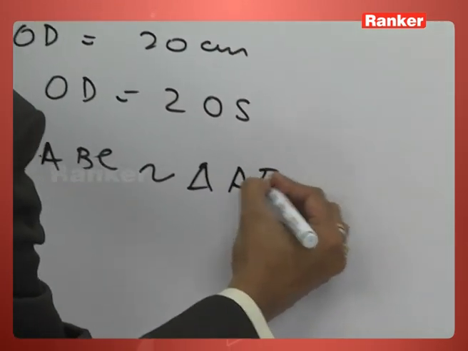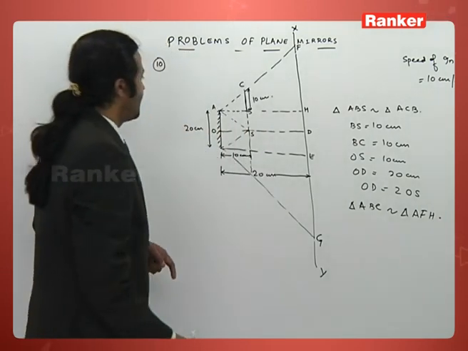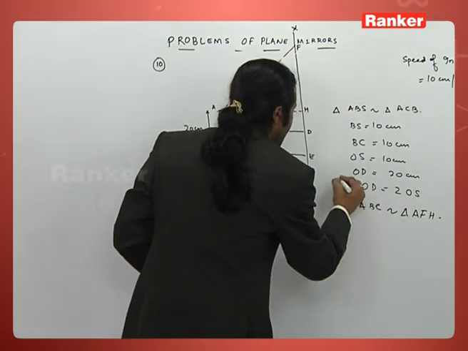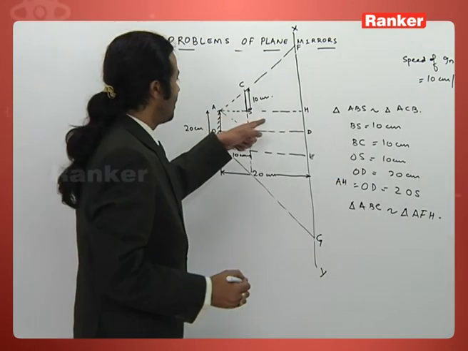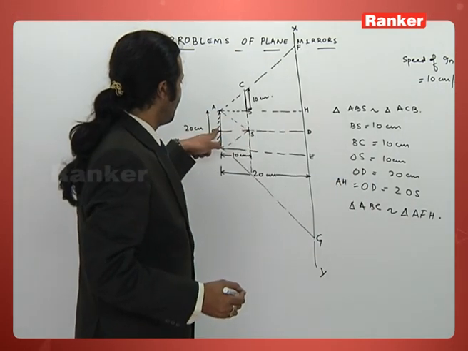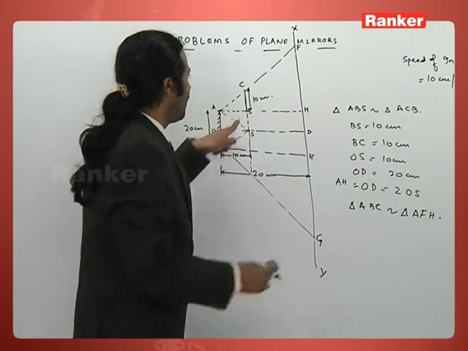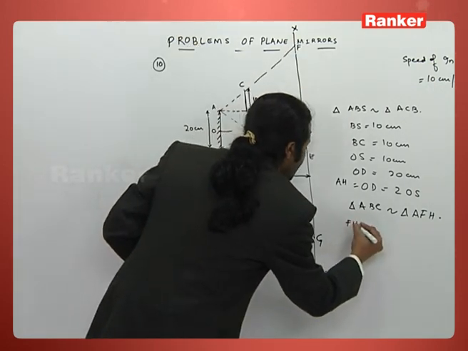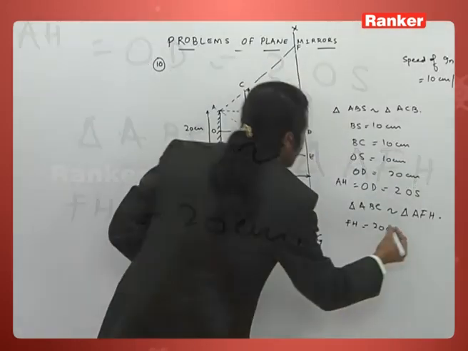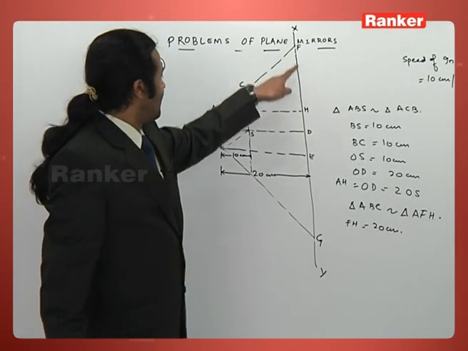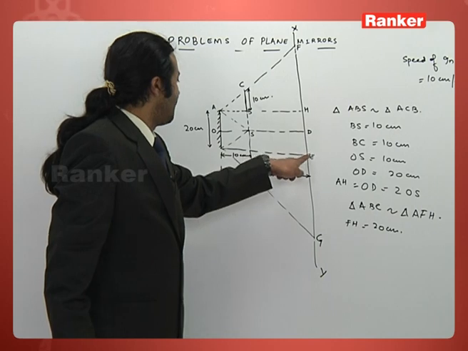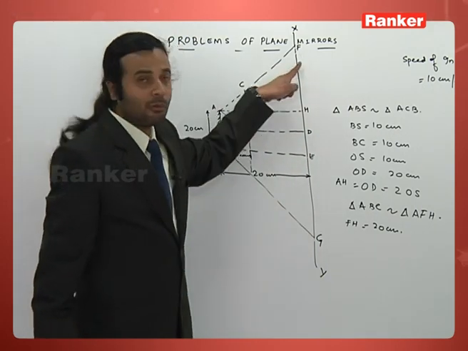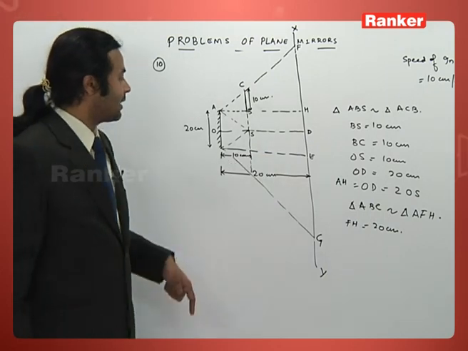AFH. Since AH is twice the OS, or twice the AB, obviously FH will be twice this, so FH will be nothing but equal to 20 centimeter. So FH is 20, this one will again be 20, and this one will again be 20. So how much distance is he moving? 20 plus 20 plus 20, 60 centimeter.